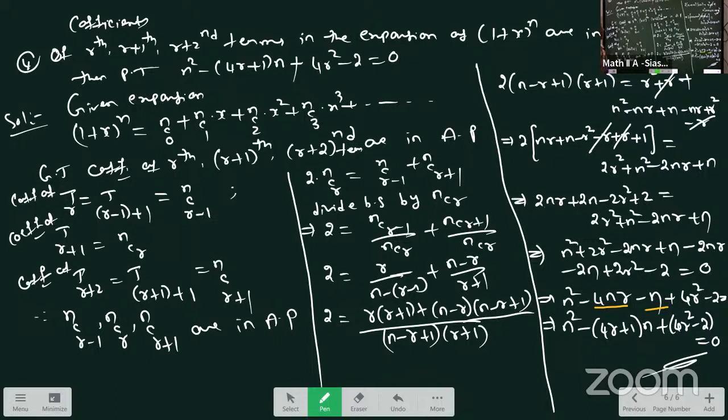These are the most important questions of today's class. Some more questions will be there in binomial theorem that we will be discussing in the next class.